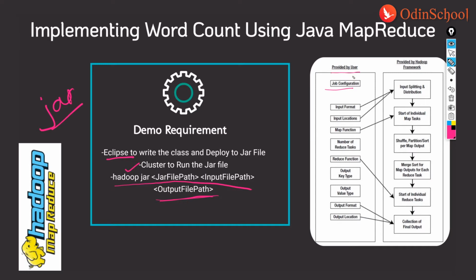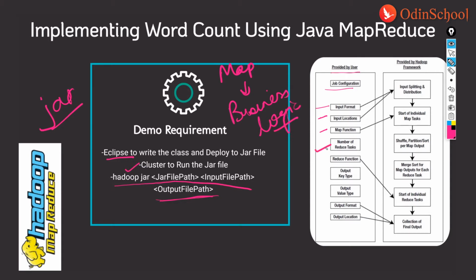Then input format. Right now we are having text input format, but in future you can have images, right? It can have a sequential format, or an ORC file format. Anything can be there, a JSON file format. So input format, input location where your input file resides, then the map function which you will write, right? In the map function you will always have some business logic, which would be written inside the map function.